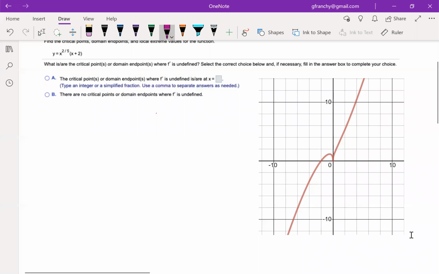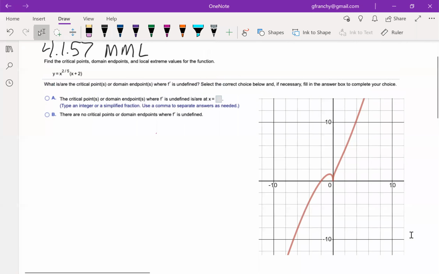Okay, I was asked to go ahead and walk through this problem from the MyMathLab homework. This was 4.1.57. And they want us to go ahead and find the critical points or domain endpoints where the derivative is undefined.